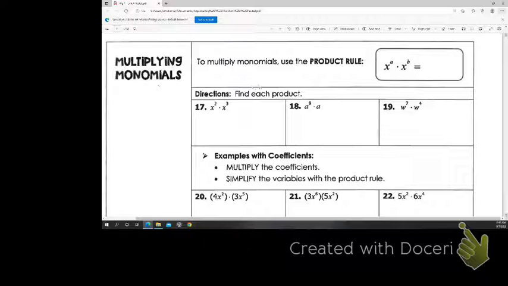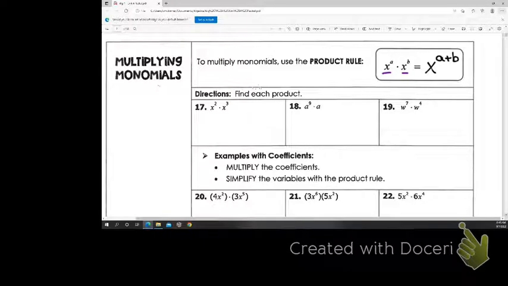So product, remember, is the answer to multiplication. So these two monomials are being multiplied, hence the dot in the middle. And when we are multiplying them, we keep the base. So the bases need to be the same to use this rule. The bases are the same, and we add the exponents. Now you might say, why would we add? It's multiply. Well, let's think about what exponents mean as we do number 17.